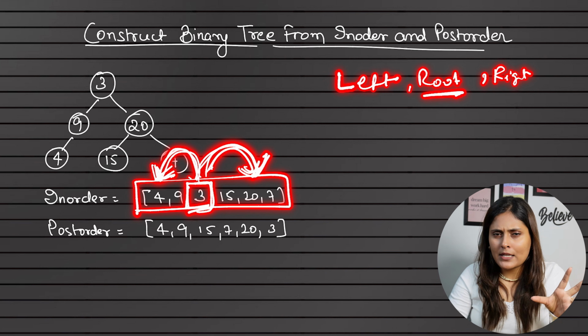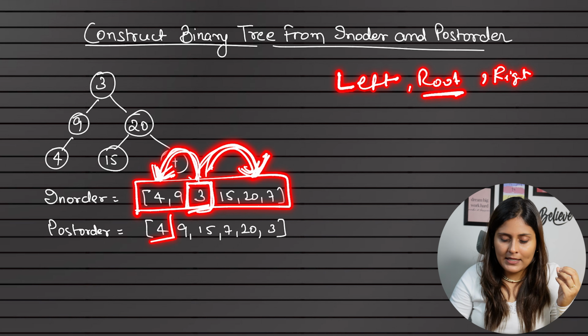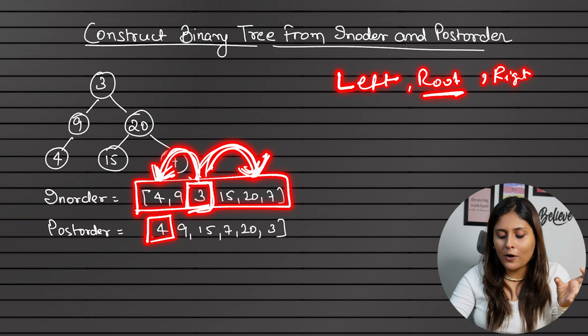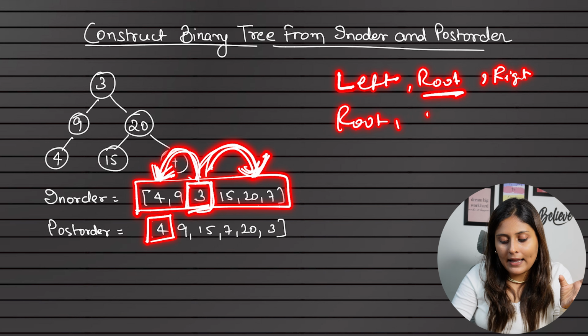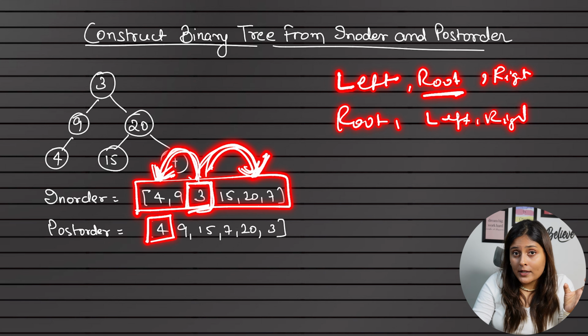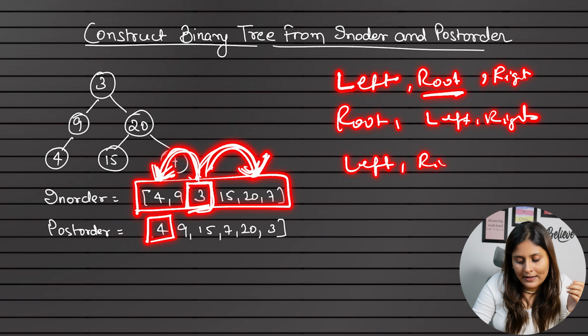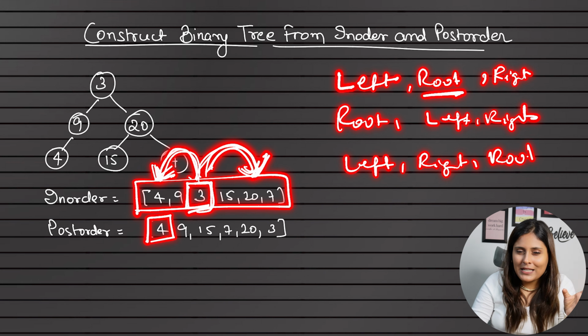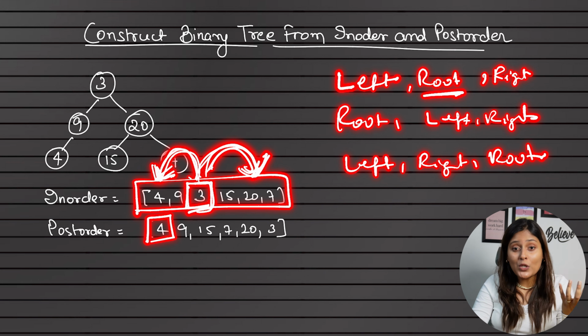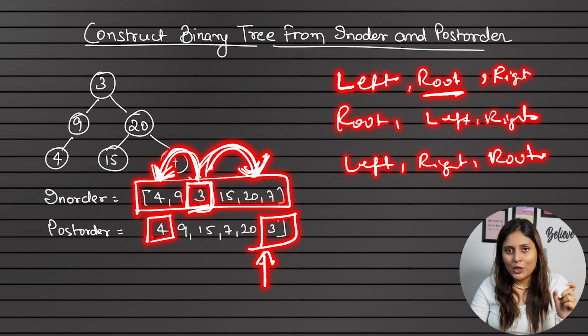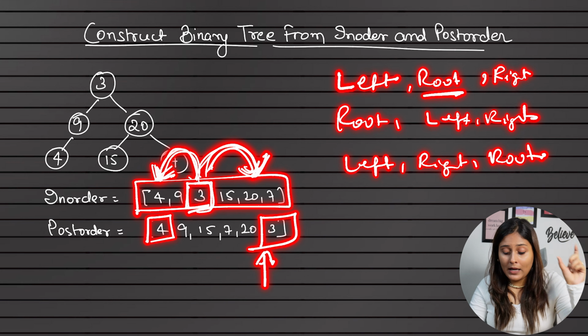But the main concern is, in pre-order, the very first element has given us the root. Why? Because pre-order says root first, then left, and then right. But this is post-order, and what does post-order say? Post says first left, then right, and then only root. Means for sure if you are looking for the root, then we have to go to the last index, correct? So it's very similar to the previous problem, of course.